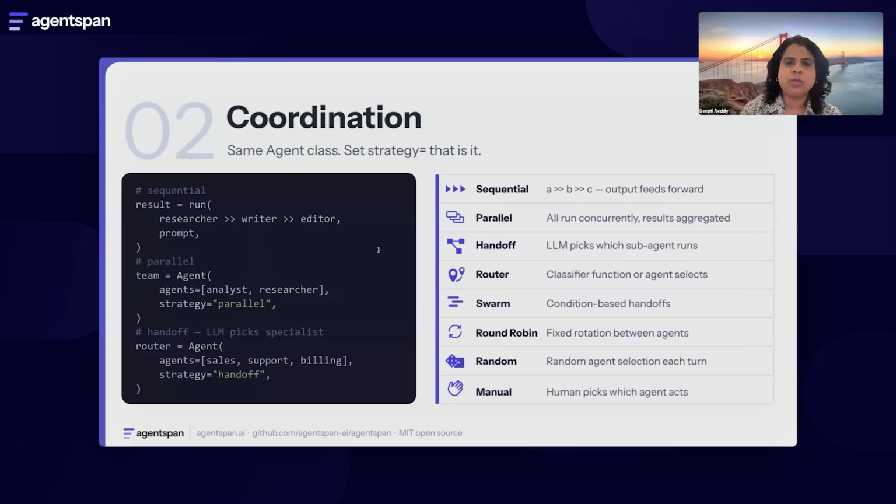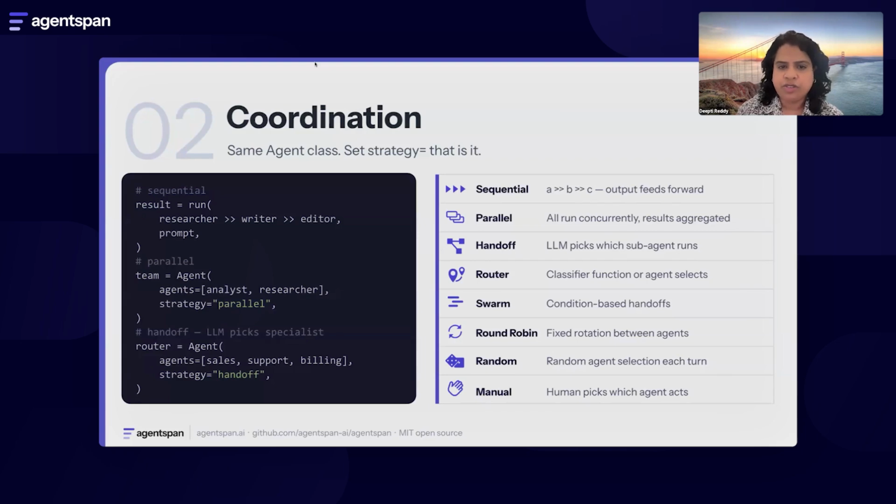So once you have durable execution underneath, multi-agent coordination becomes really elegant. Out of the box, Agentspan gives you 8 coordination strategies: sequential, parallel, handoff, router, swarm, round robin, random, and manual, all through the same agent class. You don't learn a different function for each pattern, you just set a parameter. And that's what you'll see right here, where I set the strategy parameter to parallel or handoff as examples.